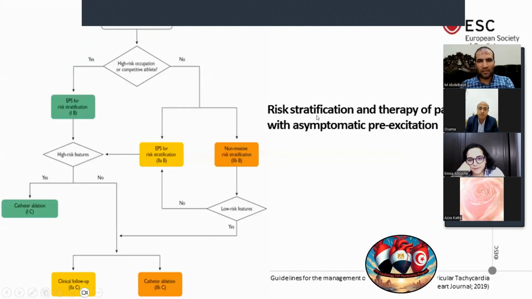Dr. Azza, there is a current concept in the guidelines about asymptomatic pre-excitation. Is it safe to leave the patient without any further management, or what is the current guidelines-based algorithm to deal with asymptomatic pre-excitation? Some patients do not present with tachycardia. They only have an ECG with pre-excitation that was discovered accidentally while applying for a job, or applying to play tennis or doing any sport activity.